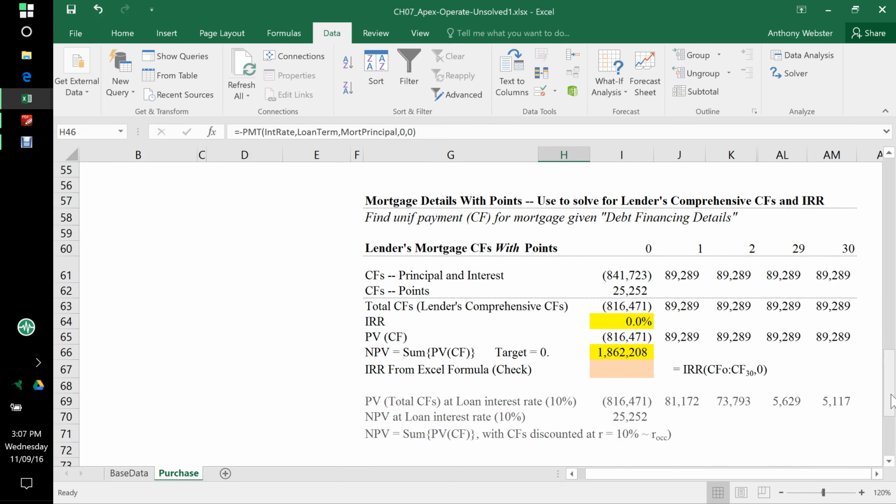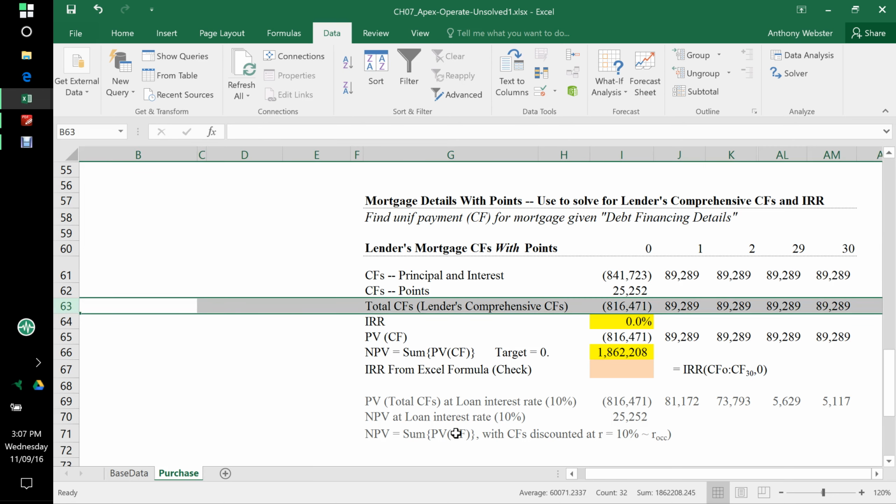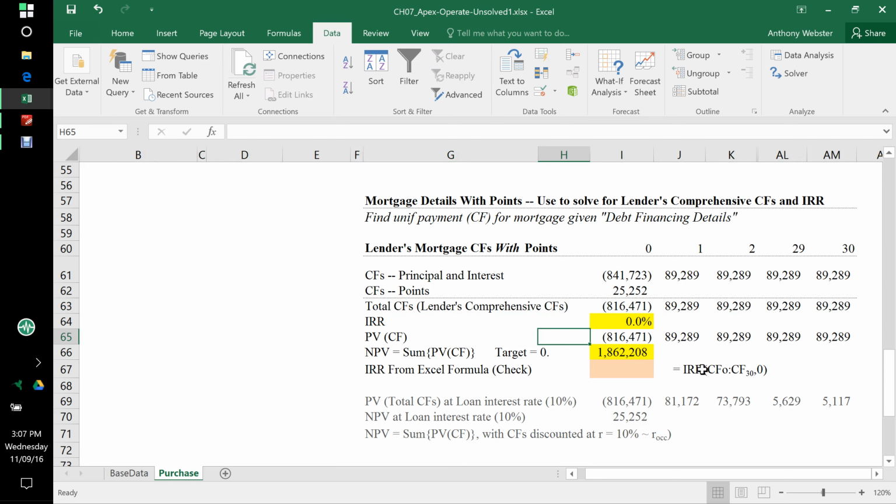The lender is charging points. So now we want to get her comprehensive cash flows. Always, always, always, for one player at a time, we need their comprehensive cash flows for the project, okay? So these are going to be in row 63 here for the lender. And what are her comprehensive cash flows?